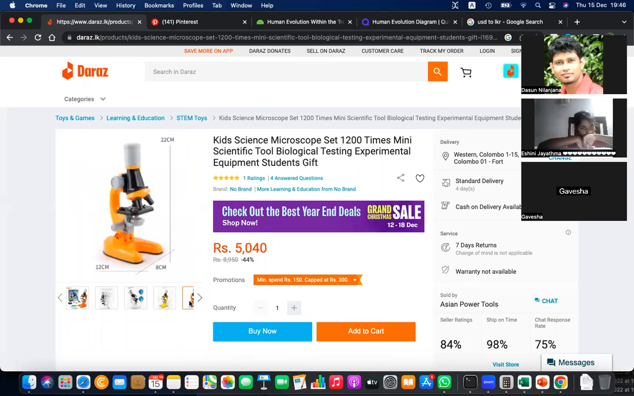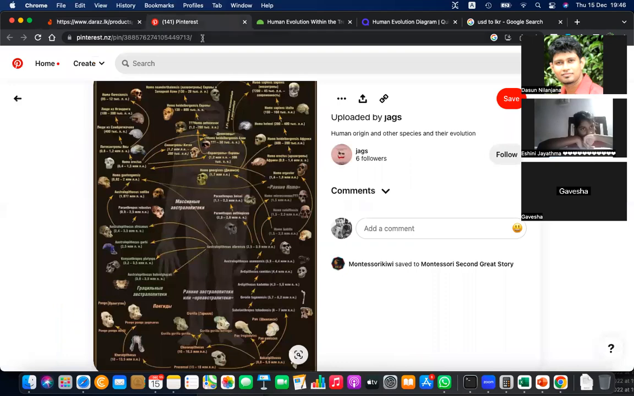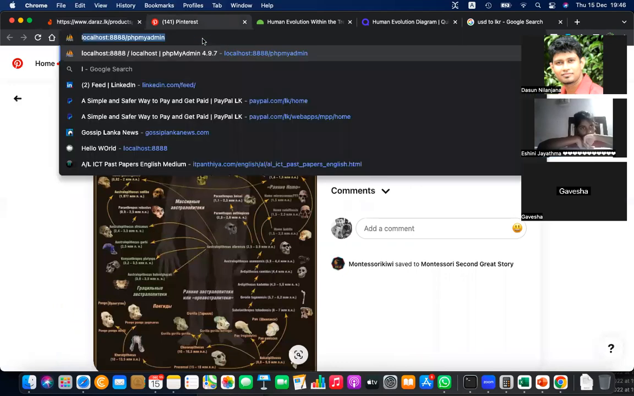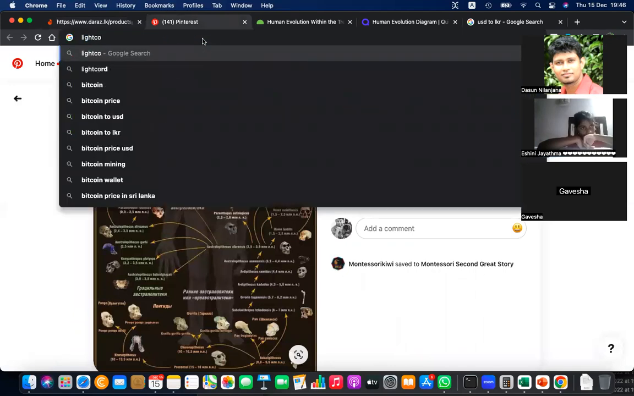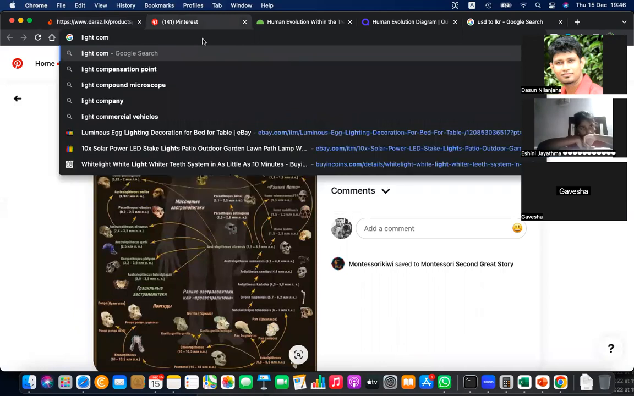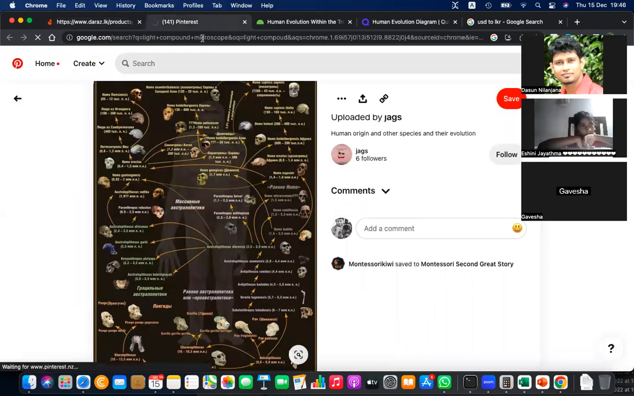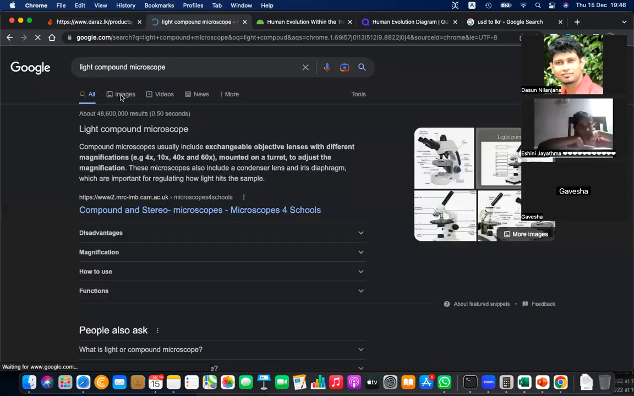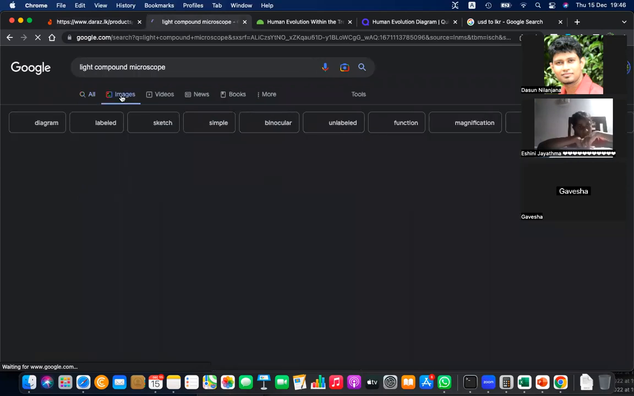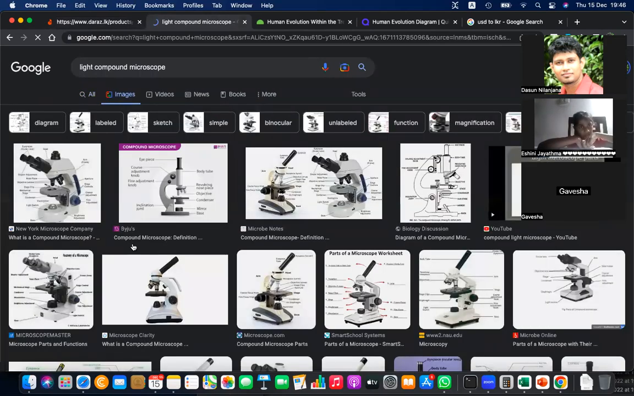This is a microscope. You can use that. Actually, this is called a light microscope, right? But an actual light microscope is something like this. That is in your science lab. A light compound microscope. So when you go to your school, you can see this light compound microscope. This is very expensive. It's around 100,000, 200,000 rupees. So very, very expensive, right?